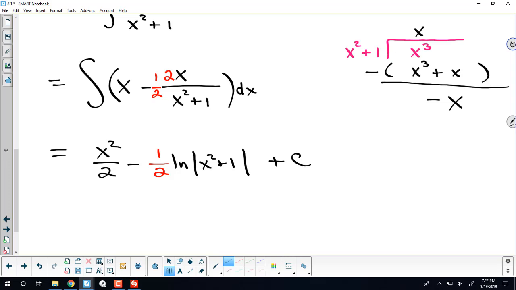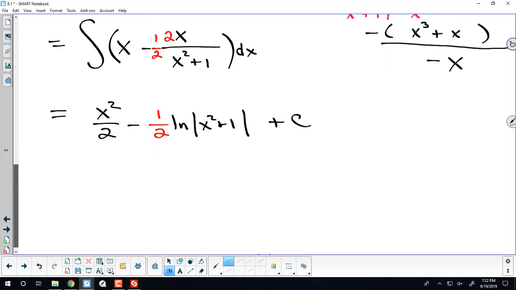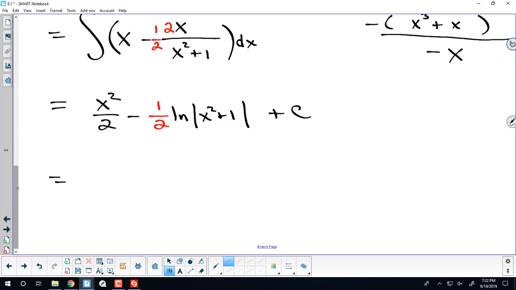But x squared plus 1 is always positive, so you don't need the absolute value there. However, it's fine as it is. It's just kind of redundant.